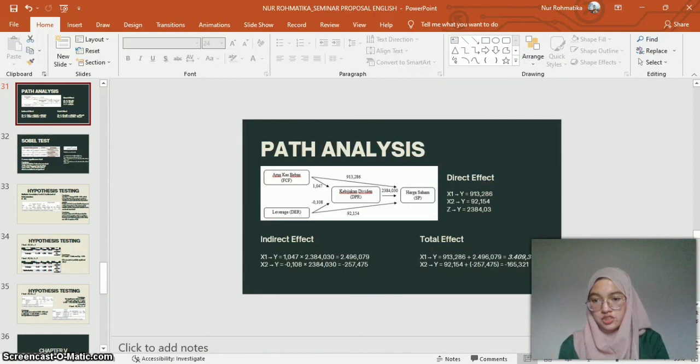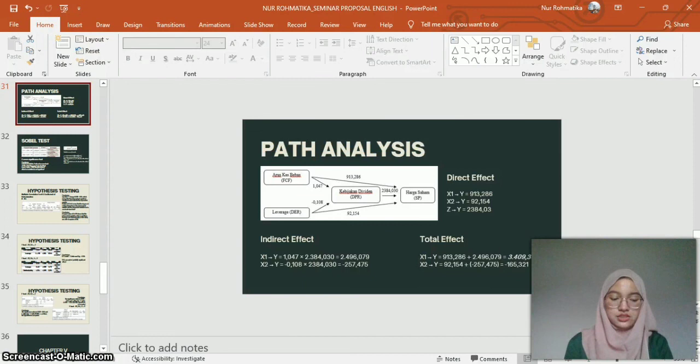And from this path analysis, we can see the indirect effect for the free cash flow is greater than the direct effect, so it means the dividend policy variable has an effect on mediating the relationship between the free cash flow and the stock price. But for leverage, the indirect effect is lower than the direct effect, so it means there is a dividend policy that cannot mediate the relationship between the leverage and stock price.